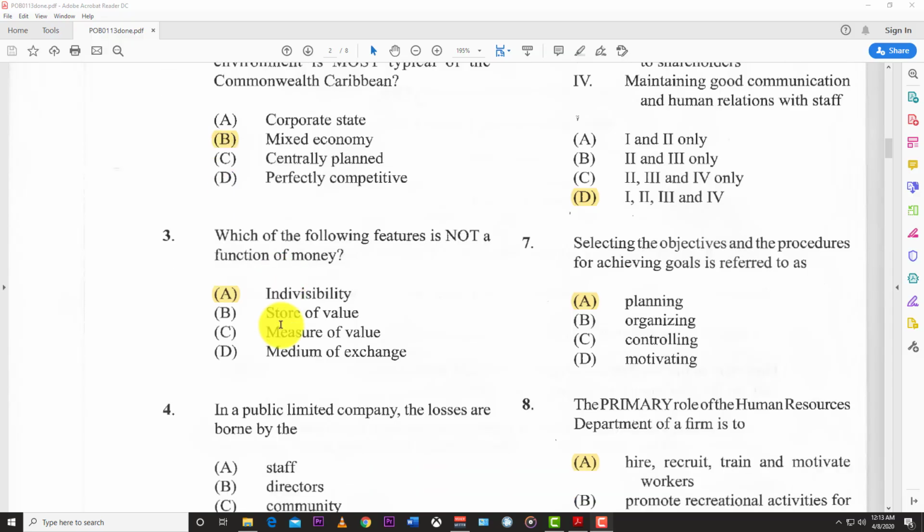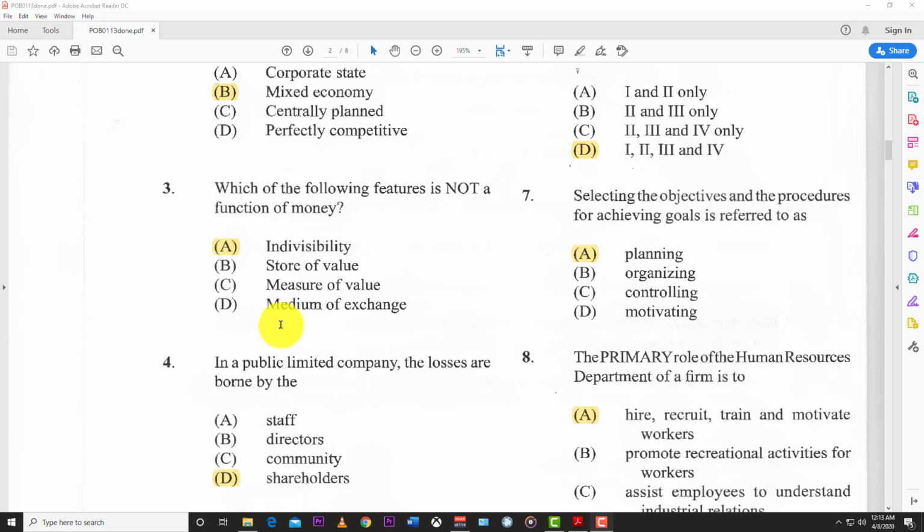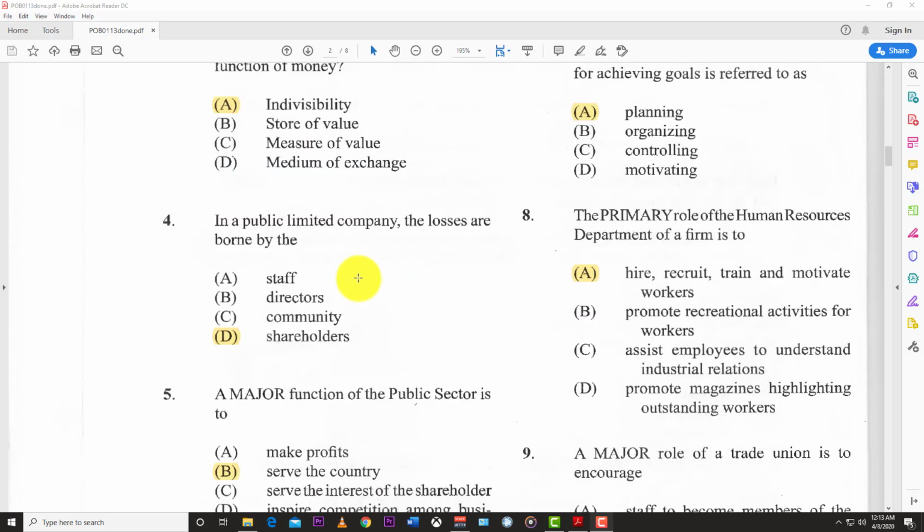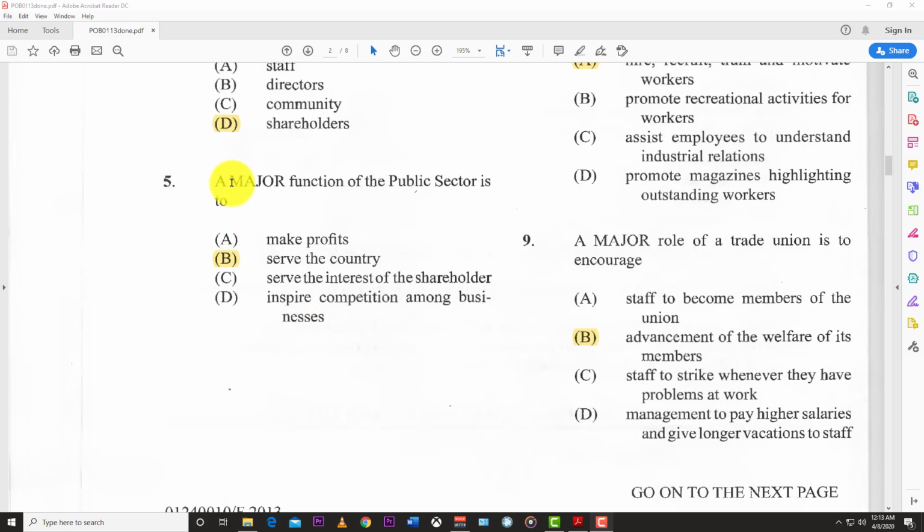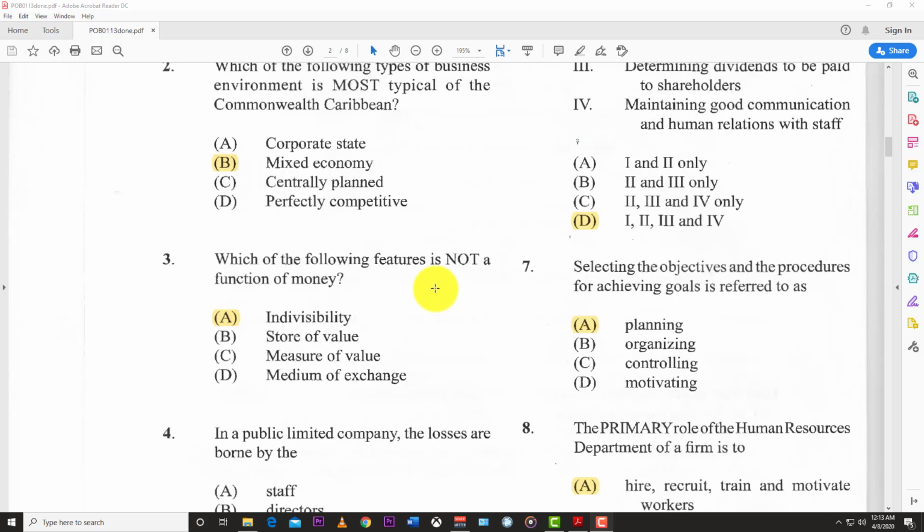Number 3, which of the following is not a function of money? And the answer is indivisibility. Number 4, in a public limited company, the losses are borne by the shareholders. Number 5, a major function of the public sector is to B, serve the country.